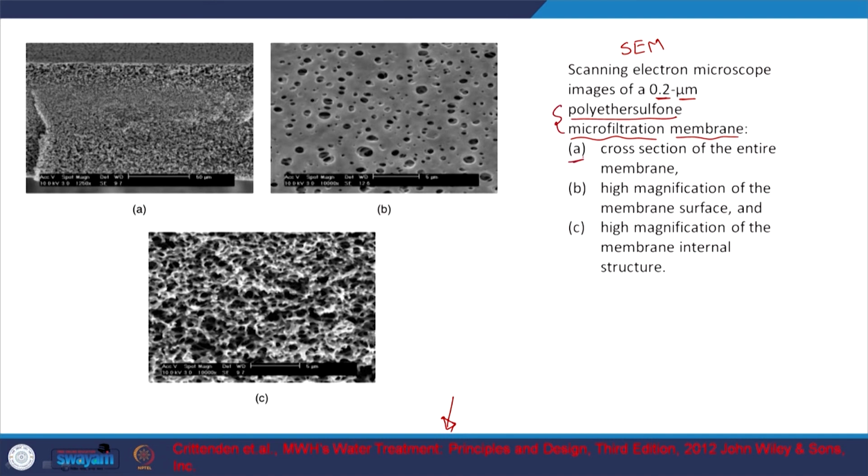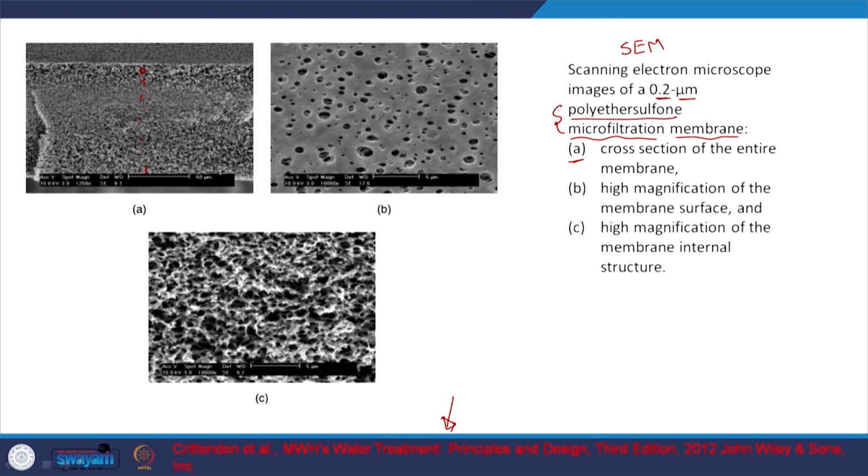And the first one is the cross section of the membrane. If I cut the membrane, how does it look? You see that there are pores, a lot of pores. So, obviously, for a suspended particle of size greater than or even equal to this particular pore size, it is going to be pretty difficult to go through here, right.